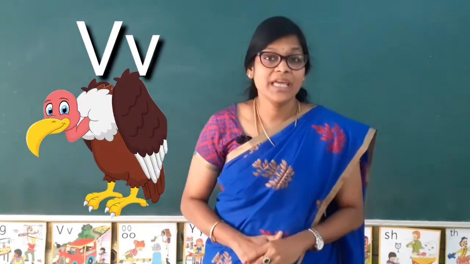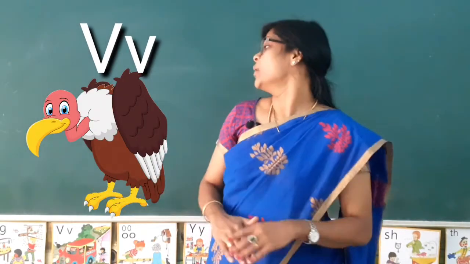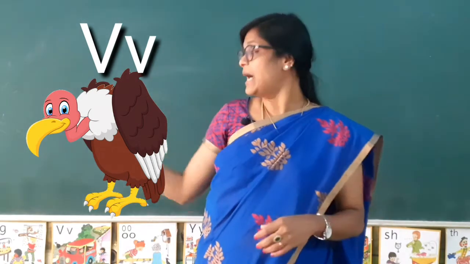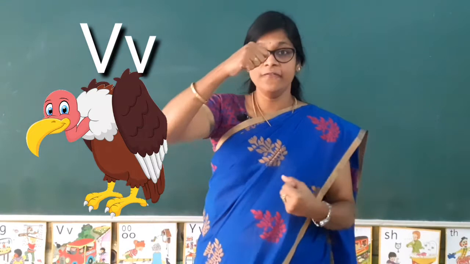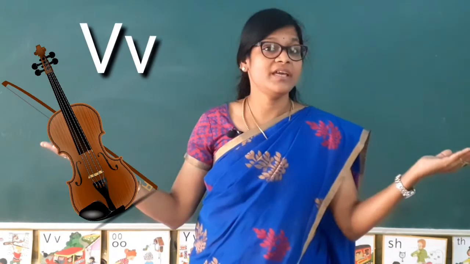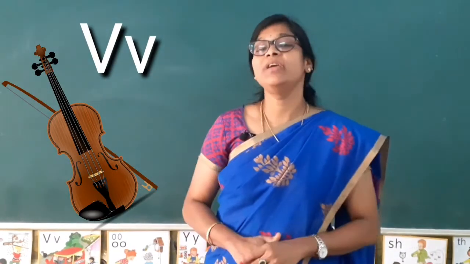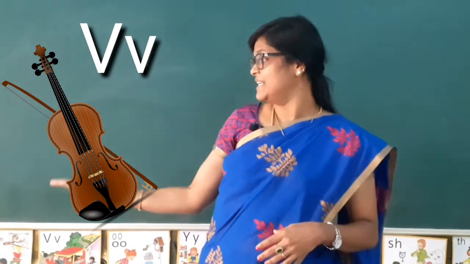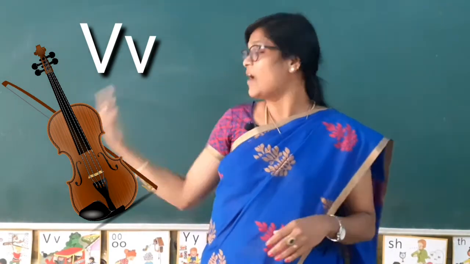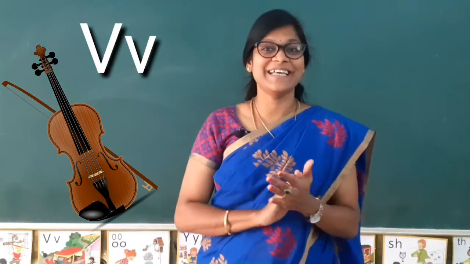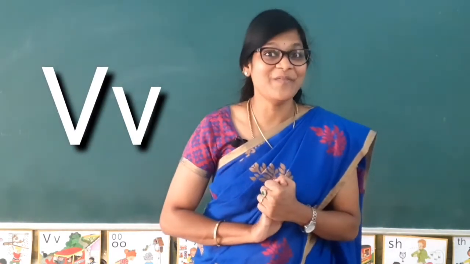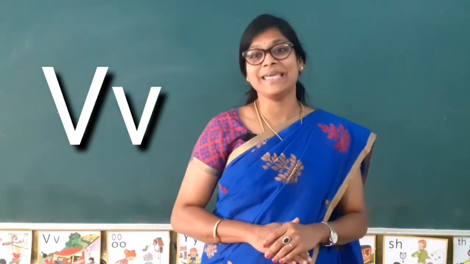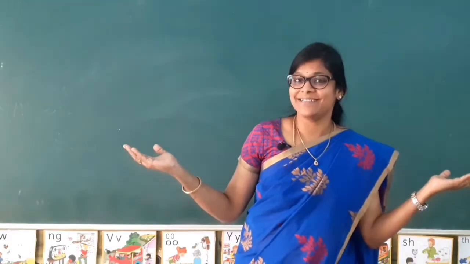V is for vulture. V is for violin. Very good, kids. I hope you have identified the pictures which start with the letter V. Come on, see the next letter.